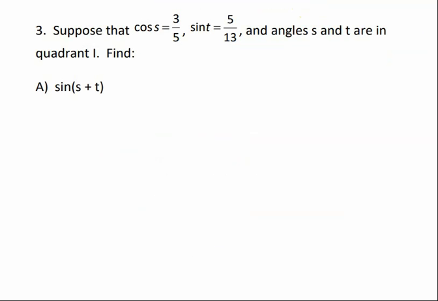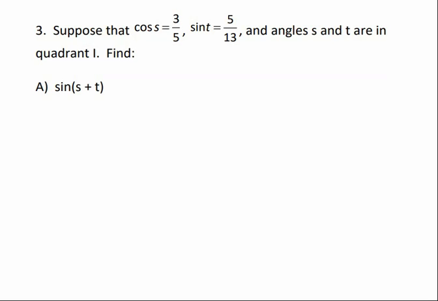All right, suppose that cosine of s is 3 over 5 and tangent of t is 5 over 13. And angles s and t are in quadrant 1. They want us to find sine of s plus t. So we have cosine of s, we need sine of s, and we have tangent of t, we need sine and cosine of t. So as I did in the video about the sum and difference identities for cosine, you can use either the Pythagorean theorem or the Pythagorean identity. I think it's a little easier to use the Pythagorean identity, so that's what I'm going to do here to find these other angle values.